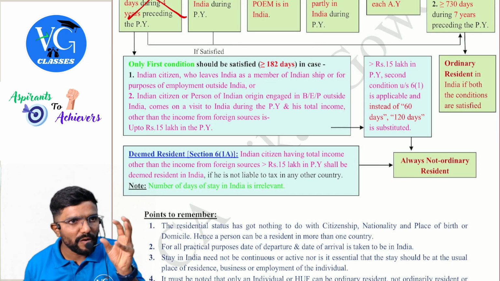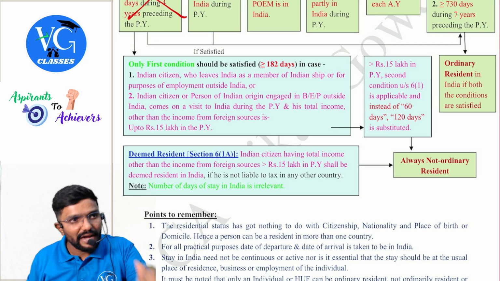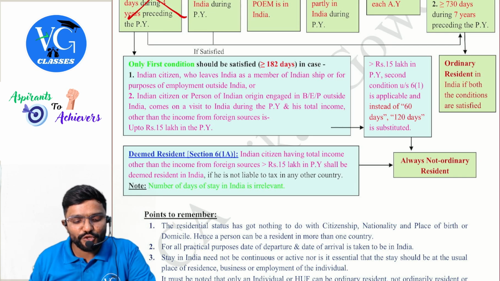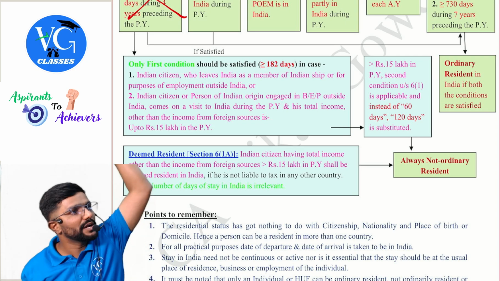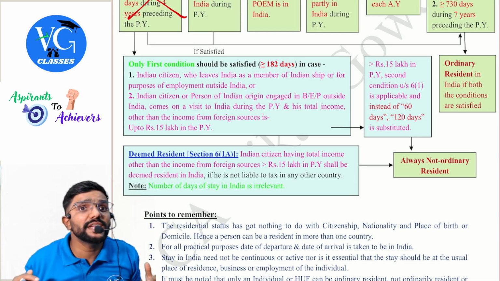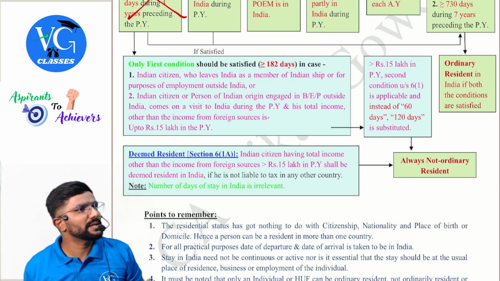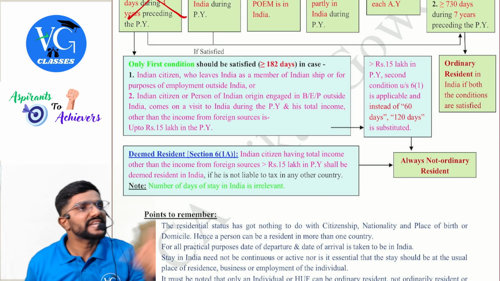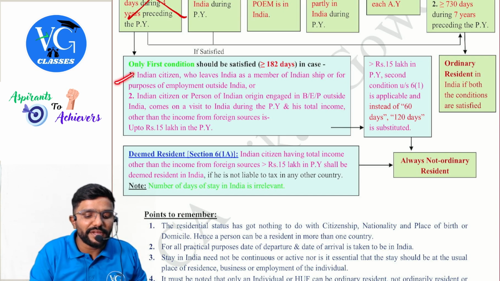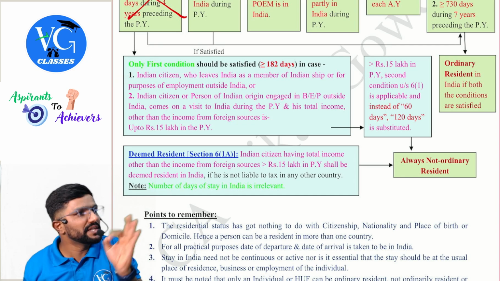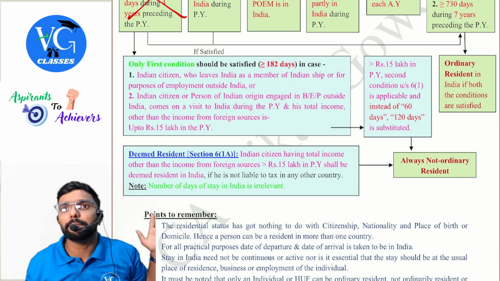Which are those cases, guys? All the things have to be taken care of. First one: Indian citizen who leaves India as a member of the crew of an Indian ship or for the purpose of employment outside India. He is there in India. Now during the previous year he is going outside India. For what purpose? Employment. When did he leave? Previous year. Now when he has left India for employment outside India during the previous year, they are counting him here. So for him, the second condition is not applicable. Guys, please be careful. There is no reference to any income here. However much his income is doesn't matter here.